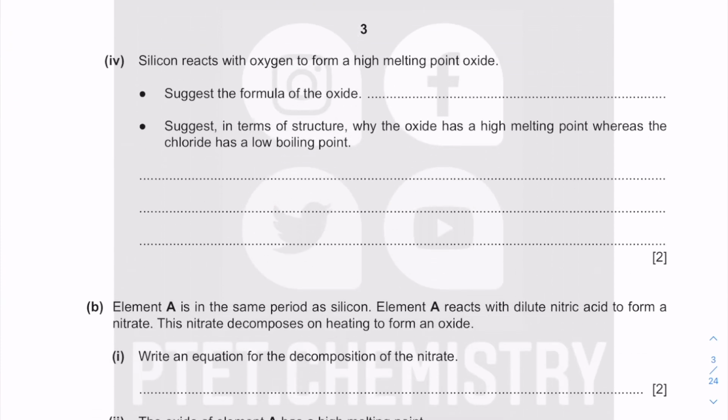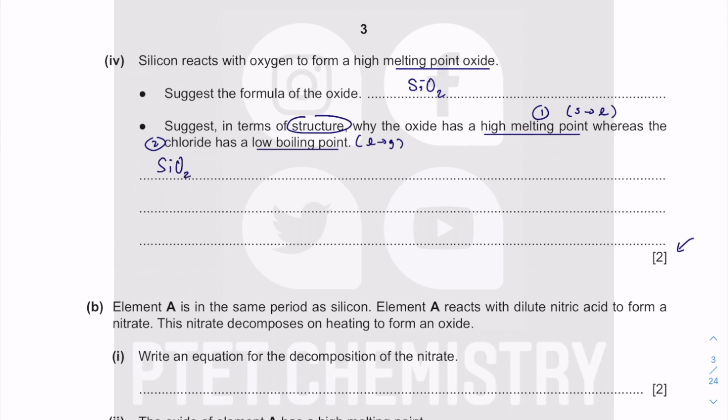So silicon reacts with oxygen to form a high melting point oxide. This was what I mentioned before, silicon dioxide, silicon 4 oxide, different names, same structure, same bonding, same formula. Okay, such as in terms of structure, where it has a high melting point, whereas the chloride has a low boiling point. So low boiling point means easily turn into a gas. Melting point means not very easy to go from solid to liquid, and there's 2 marks because there's point number 1 and there's point number 2. What is different between their structure?